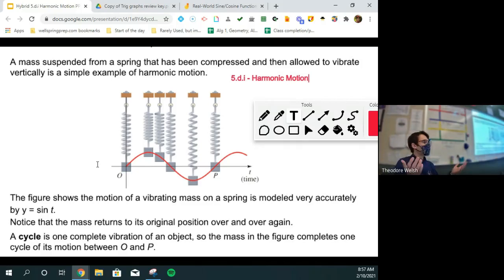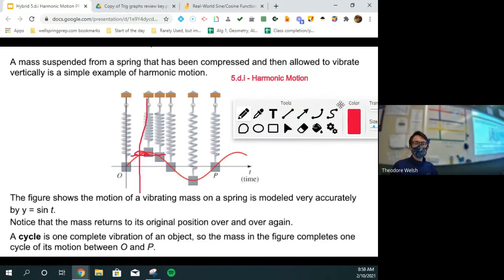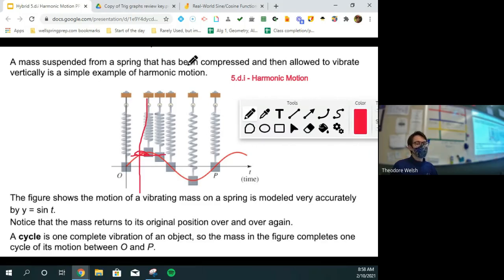So if we model that up and down, or the height of that spring, as a function of time, we can come up with a sine function if we're starting at the center, or we could write it as a cosine function if we're starting at the peak. So a mass suspended from a spring is an example of harmonic motion.